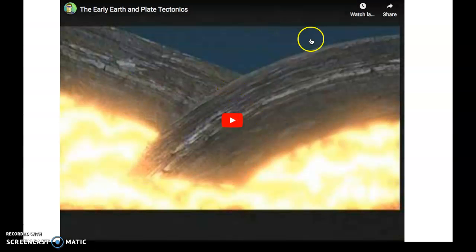Got another video for you. I'll link this one in your Canvas page so you can watch it. It sums up what we're talking about, and it really shows how the flowing mantle plays a part in the movement of these plates.